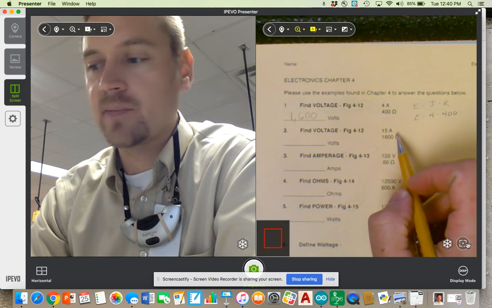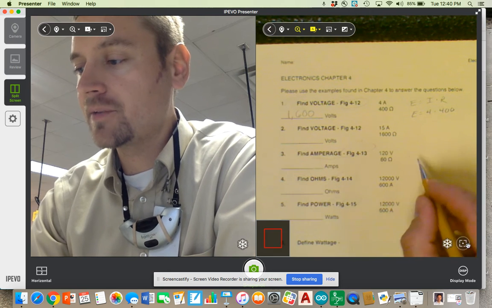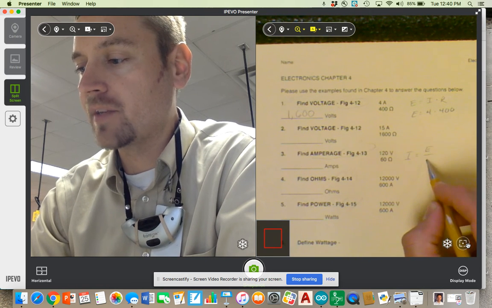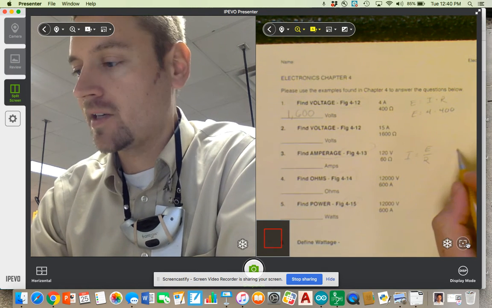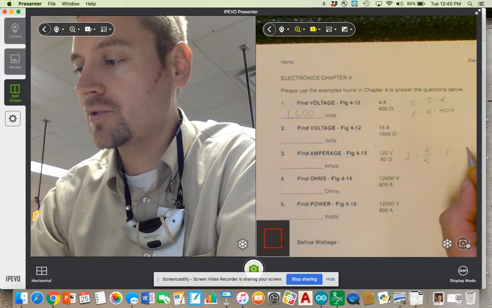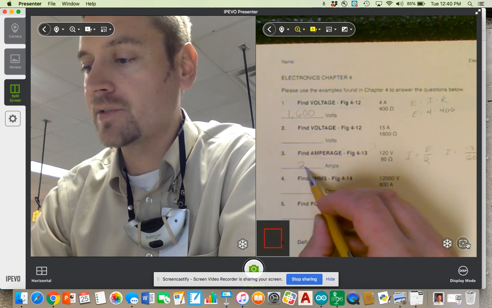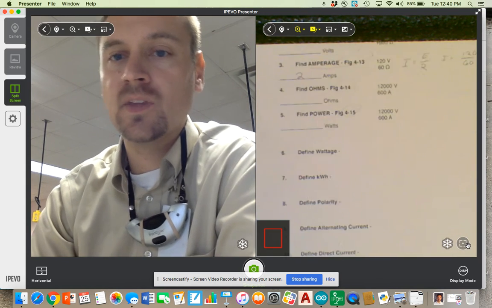It's the same setup for 2. For 3, I'm looking for amperage, and I know that amperage is equal to voltage divided by resistance. So I can plug in my substitution, and I know that 120 divided by 60 is equal to 2 amps. That's questions 1 through 5.